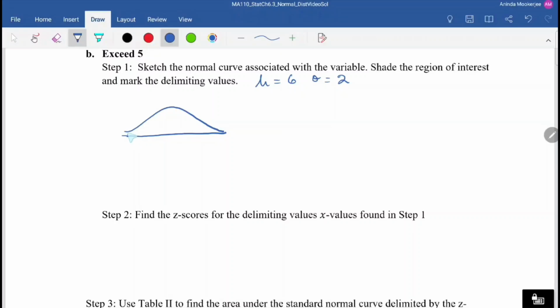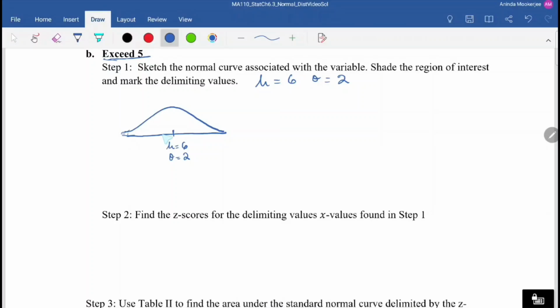Okay, this is our curve. Not the perfect curve, but I think it'll work. At the center, we have mu equals 6, and then standard deviation will be 2. And where will 5 be located? It said the individual observation that we are looking for, whose area we want to find.